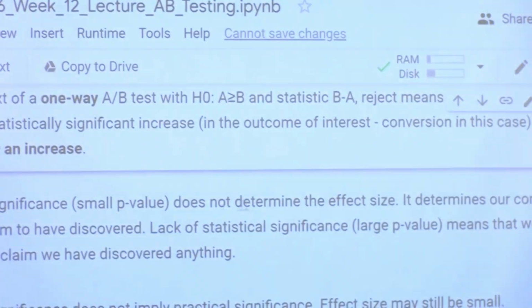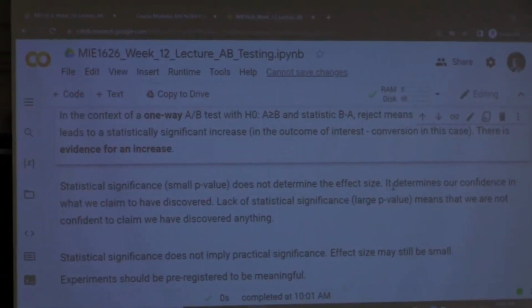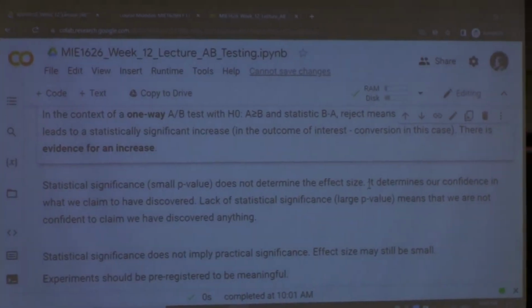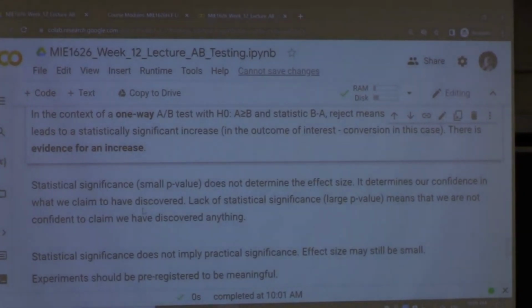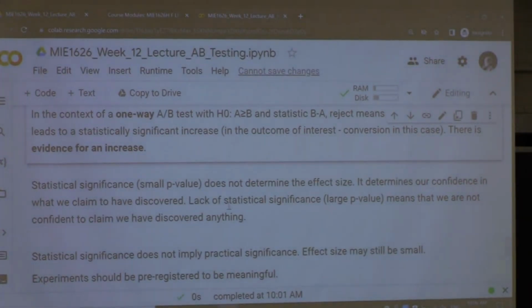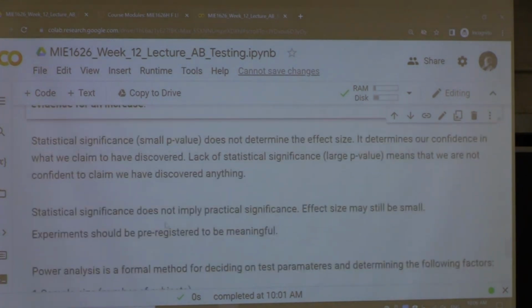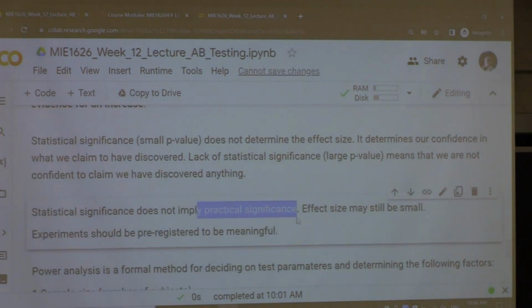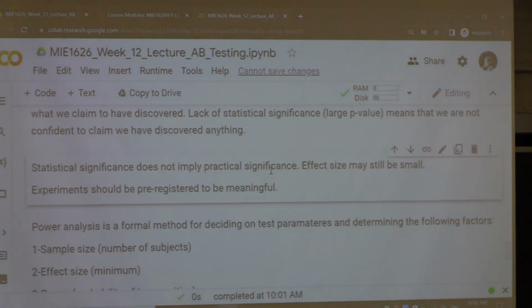All right, so I guess we covered this part last week. Statistical significance does not determine the effect size. It determines our confidence in what we claim to have discovered. Lack of statistical significance, which is the case of having a large p-value, means that we are not confident to claim that we have discovered something. And statistical significance does not translate to practical significance or practical relevance because effect sizes can be small.